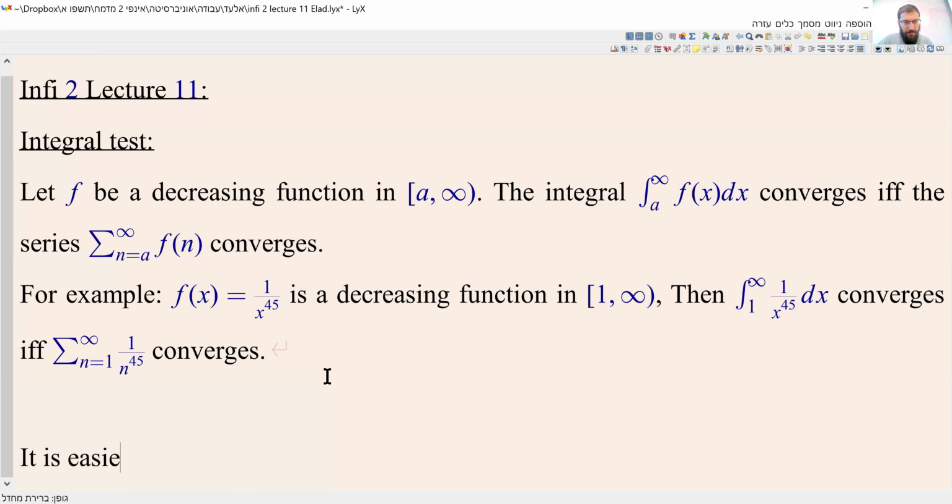It is easier to calculate integrals than, of course, calculating series, the sum of series.